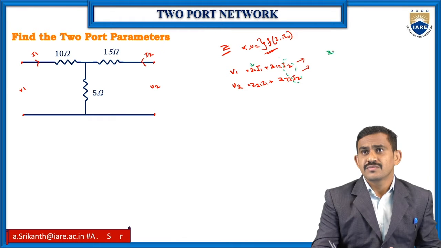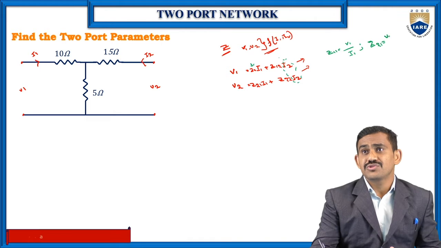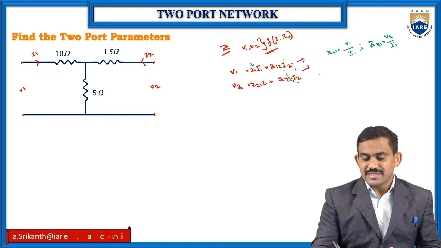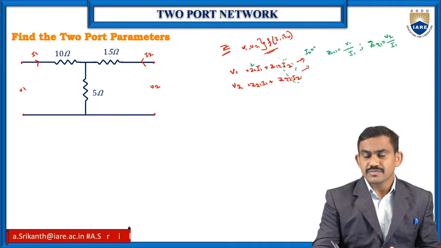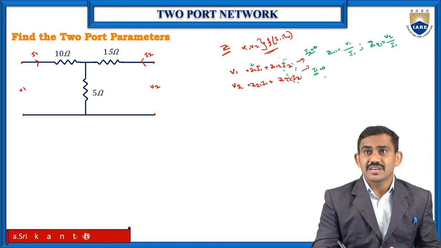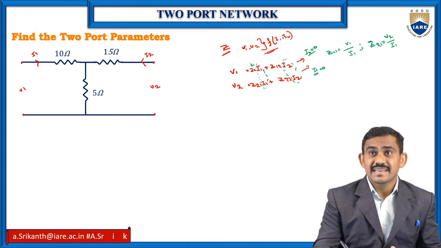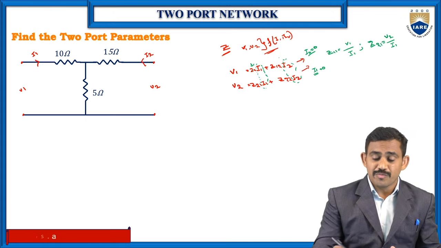So Z11 equals V1 by I1. Same thing, Z21 equals V2 by I1 when I2 equals 0. Same thing when I1 equals 0. So I1 equals 0 means the primary side is open.